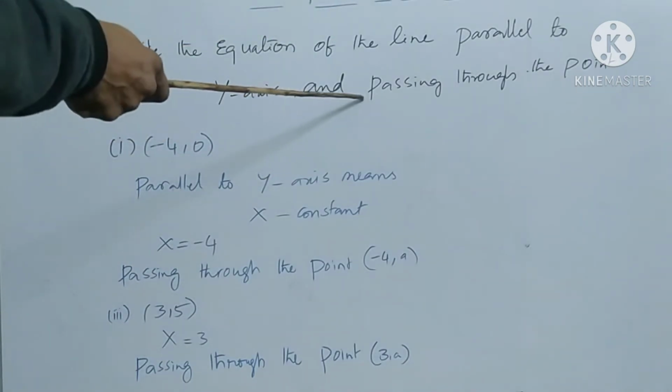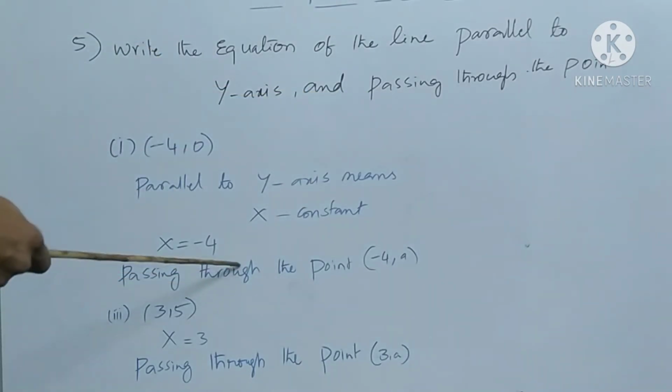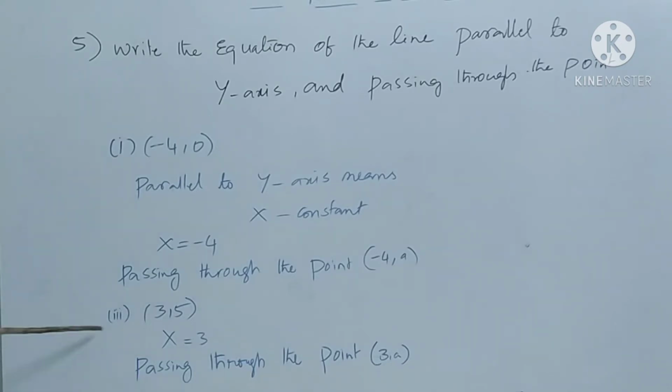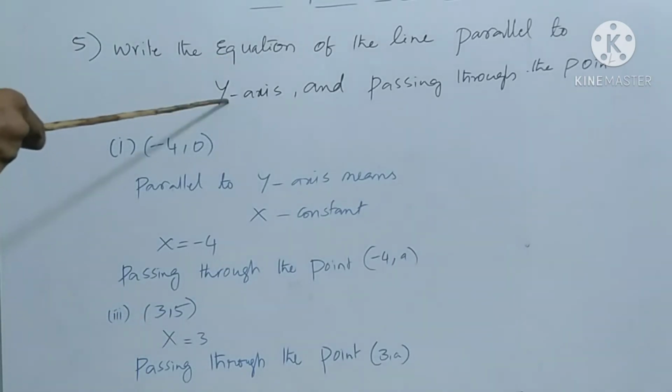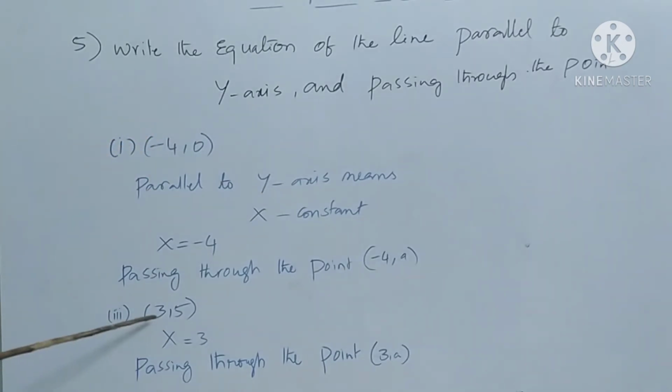Also, the second question: write the equation of the line passing through the point (-4, a). And this is the third one, (3, 5). The line is parallel to the y-axis, which means x is constant. So x = 3.